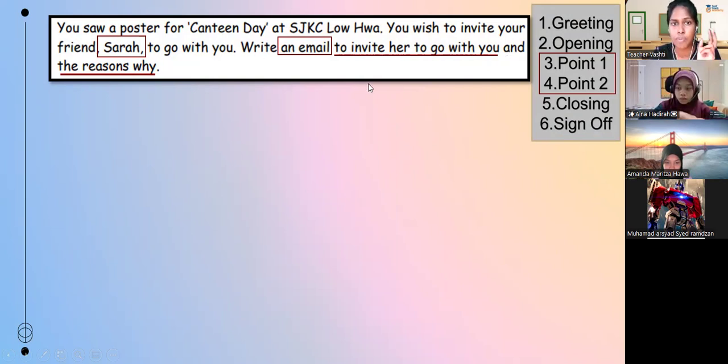In the question, it will give you two things you must answer. So, one is invite her to go with you. Point number 2 is the reasons why. Tell her the place and the time, but why do you want to invite her? What activities can be done? Alright. The last one, number 5, is closing and sign off.